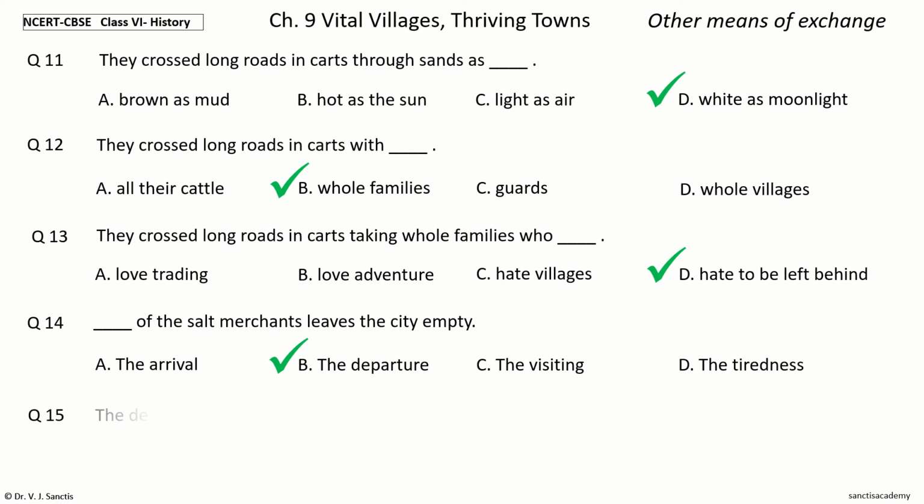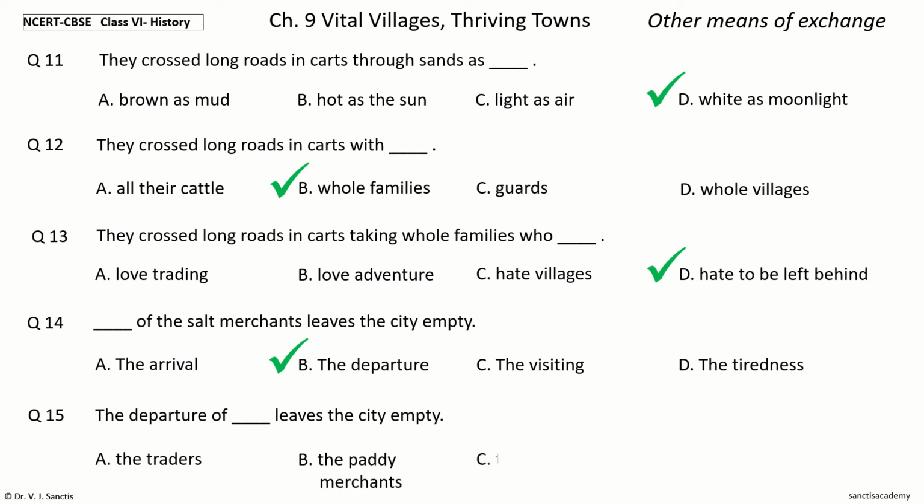Question 15. The departure of dash leaves the city empty. The options are the traders, the paddy merchants, the salt merchants, all of these. Your time to choose. And the answer is the salt merchants. So, the departure of the salt merchants leaves the city empty.